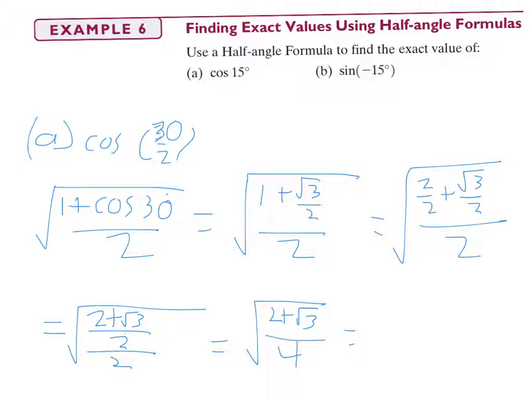Take the square root of the top and bottom separately. So it'd be square root of 2 plus square root of 3, and the square root of 4 is just 2.